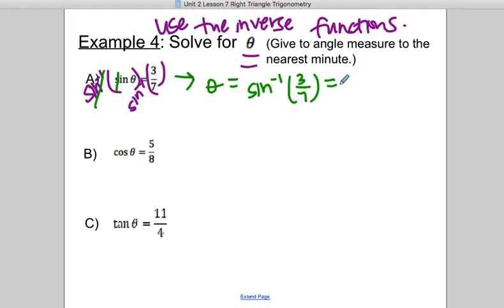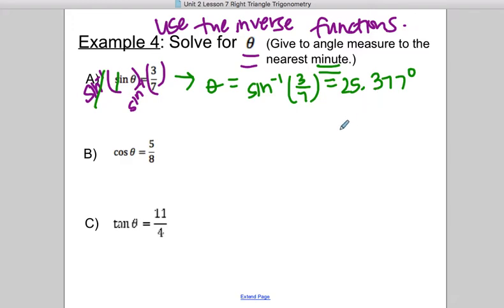You will have 3 divided by 7. You should get 25.377. Okay, but that's in degrees. This one says to round to the nearest minute. So what I need to do is convert this into degrees, minutes, and seconds.